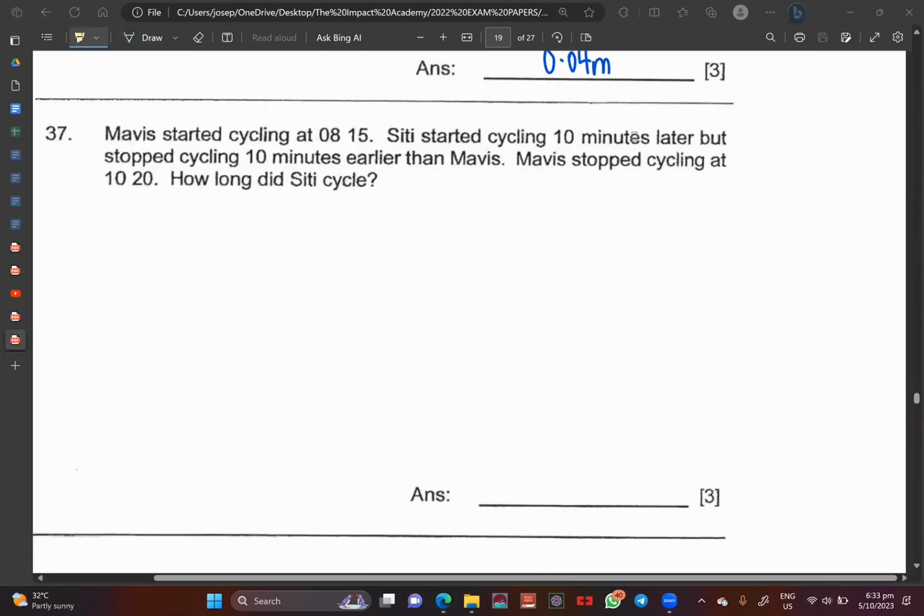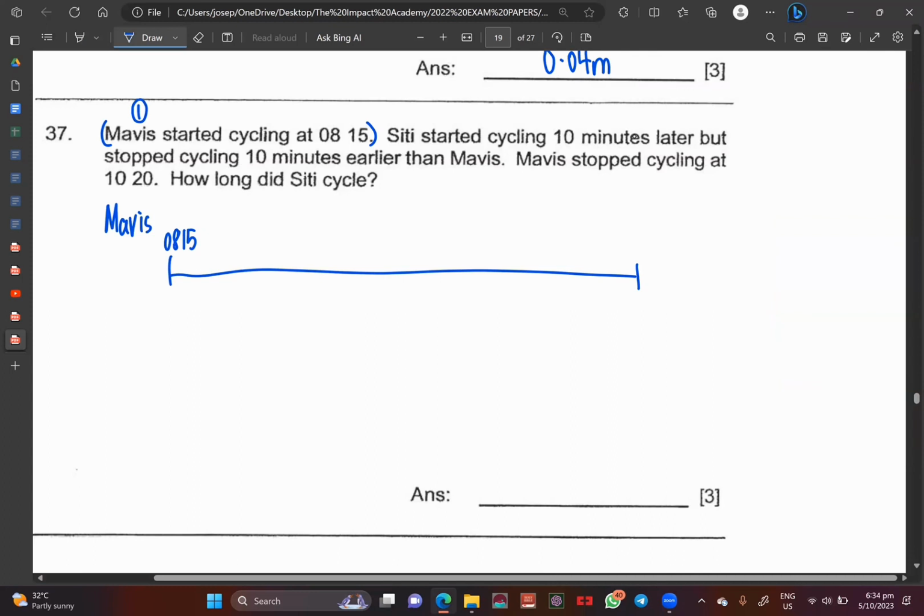Now, Mavis started cycling at 0815. Okay, so we know for Mavis, sentence number 1, as you can see over here, we start drawing a timeline. All right, Mavis. So we write down Mavis first. Yes, Pritika, you can do it on the piece of paper. We say started cycling at 0815, so we write down 0815.